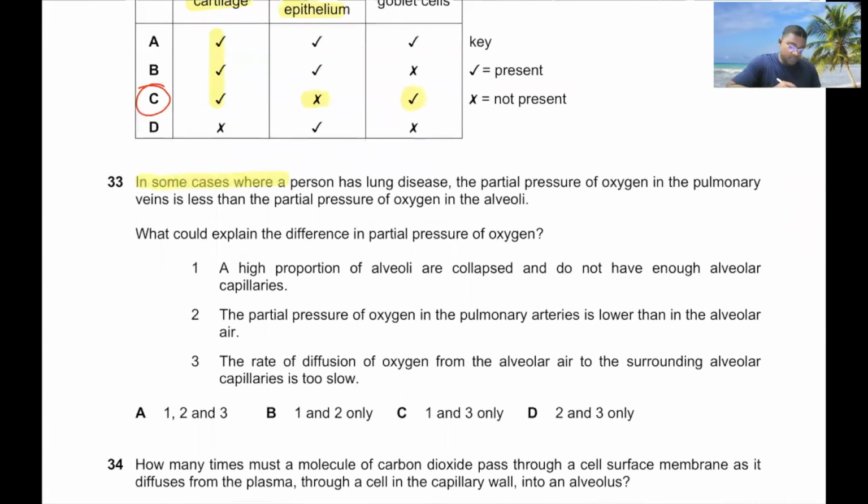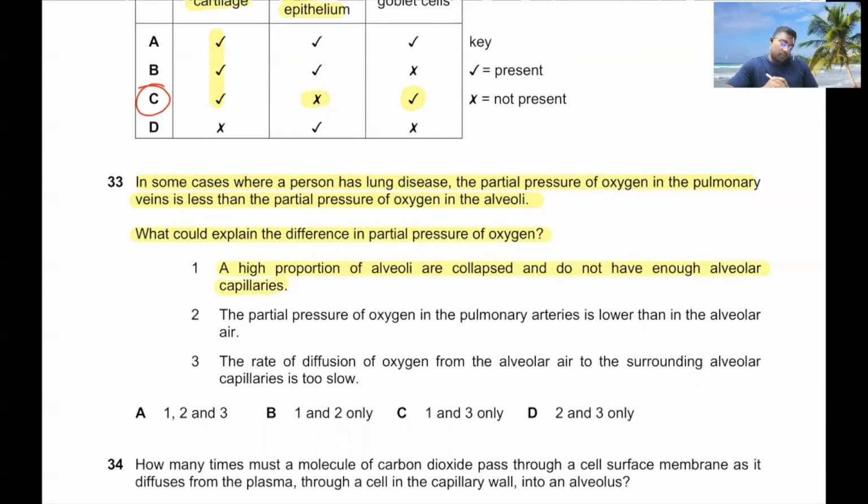In some cases where a person has lung disease, the partial pressure of oxygen in the pulmonary vein is less than the partial pressure of oxygen in the alveoli. What could explain the difference in partial pressure of oxygen? All right. A high proportion of the alveoli are collapsed and do not have enough alveolar capillaries.